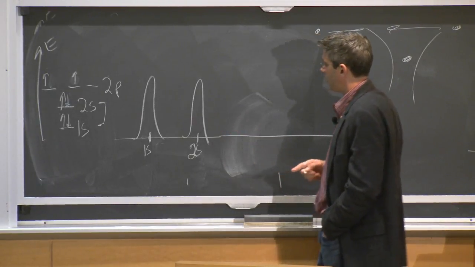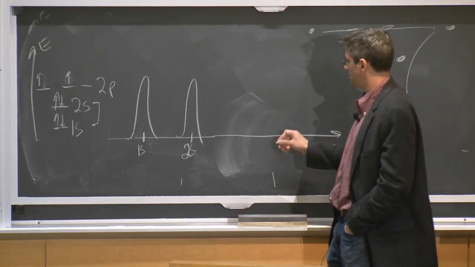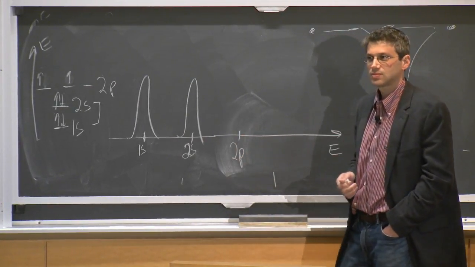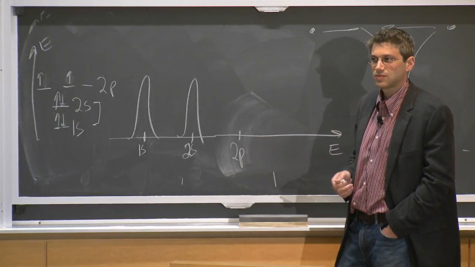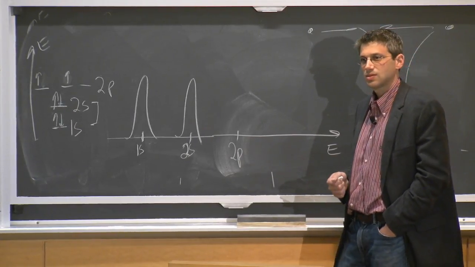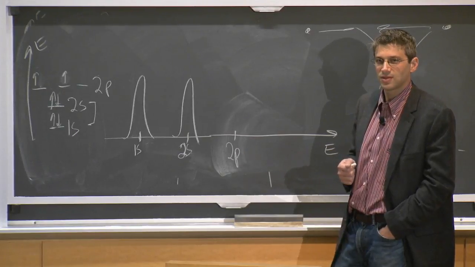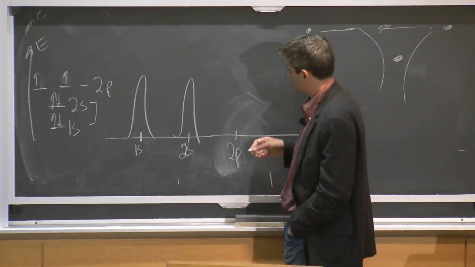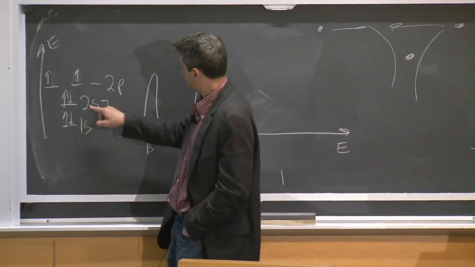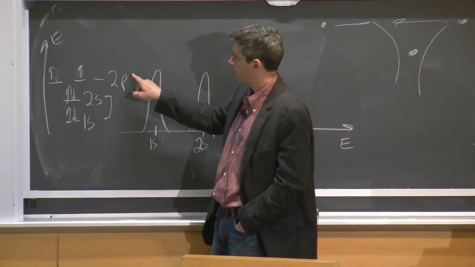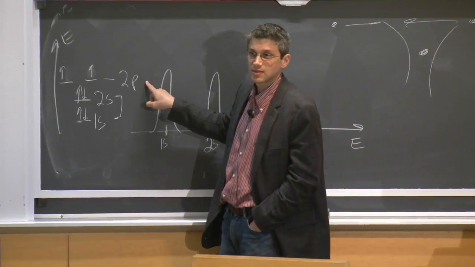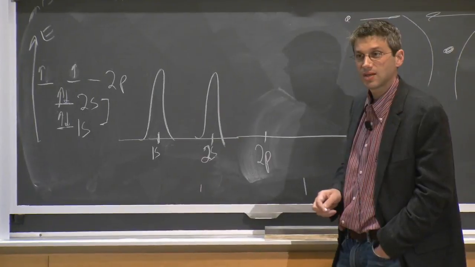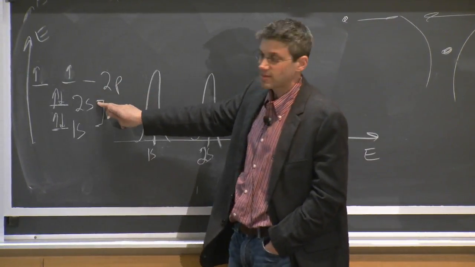Okay, now 2p. Now, how should I do this? Should I make it the same? Shift it down? Is it different than 2s? Well, let's see. I had two electrons in each of these. How many electrons could go into 2p? Six. Right. So I actually have more states there. I have three times as many as here.